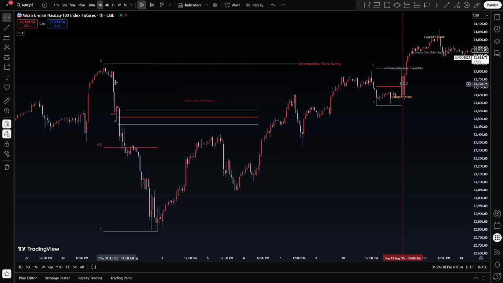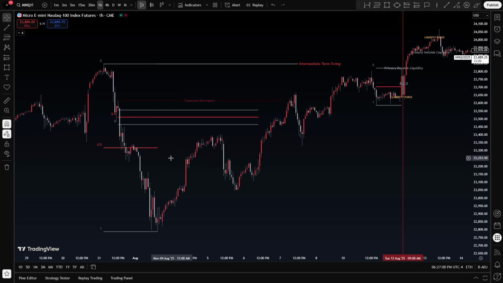Then another confluence is the dealing range. This dealing range right here. See this right here? Price comes up above the equilibrium, right? Does it have a willingness to come back down? Like, do you see that? Like, after it truly comes up above the equilibrium, does it show a willingness to drop back down into a discount and stay in a discount? No. It's showing that it wants to stay in a premium.